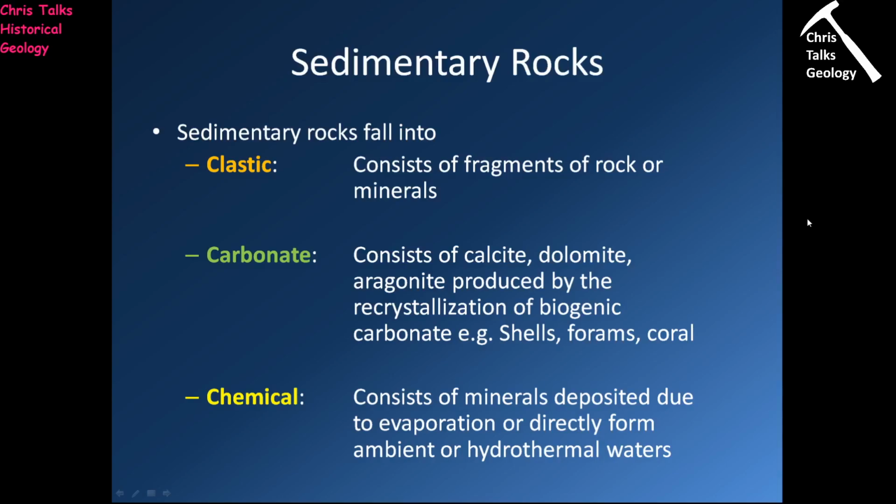So we have these three different types of rock. Now clastic rocks are the ones that we're going to come across most of the time, because carbonate and chemical sedimentary rocks tend to have a far more limited scope for formation, so you don't get them anywhere near as widely.